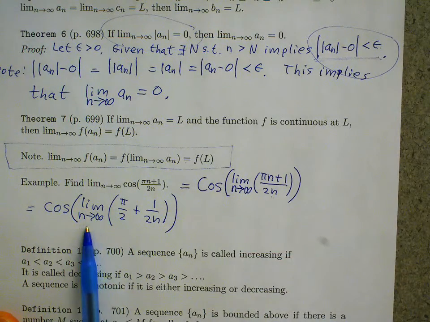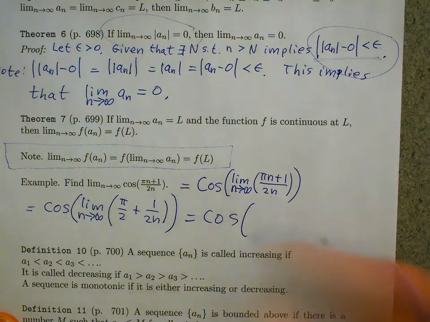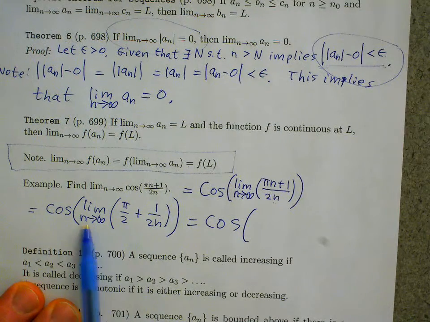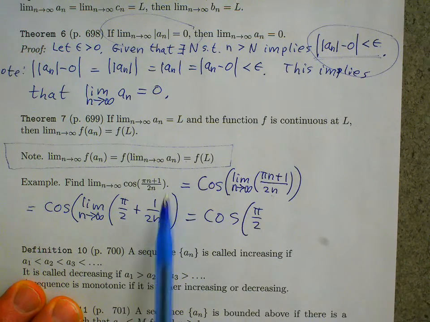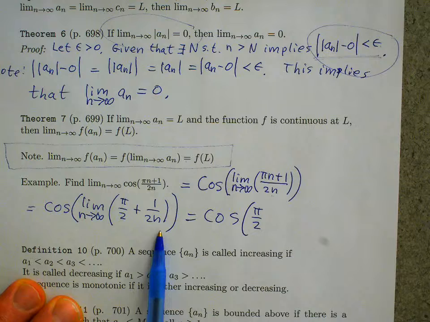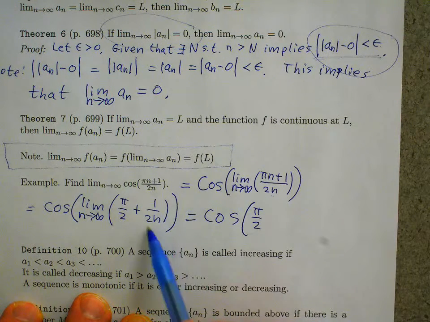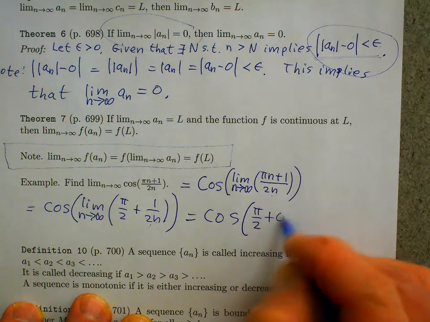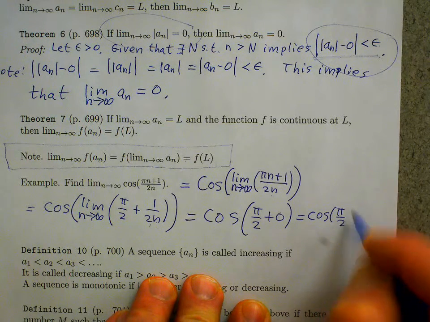And then when we compute the limit, what do we get? Pi over 2 is a constant, and it's unaffected by n. So pi over 2 remains. And what about 1 over 2n as n approaches infinity? Yeah, it goes to 0. As n gets large, 1 over 2n gets small. So the limit of 1 over 2n is 0. So we get cosine of pi over 2, and cosine of pi over 2 is 0.